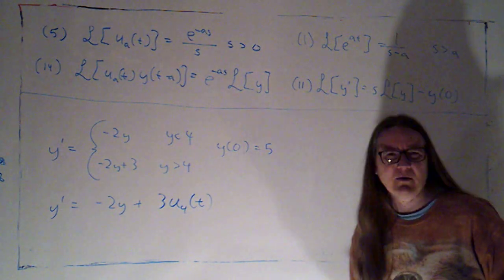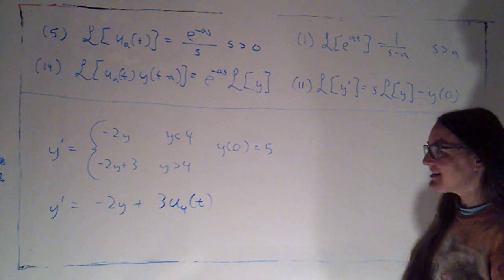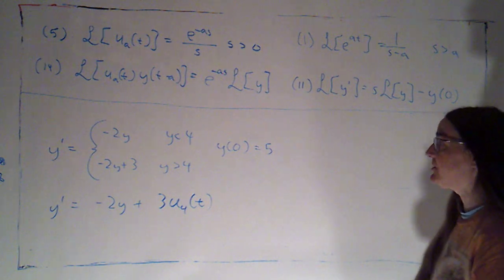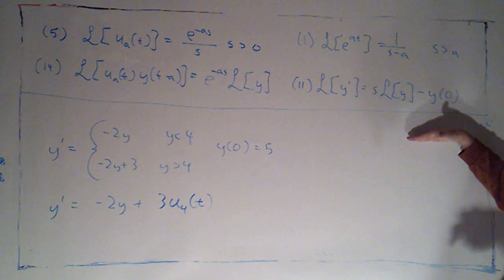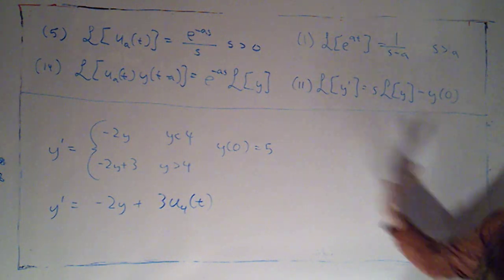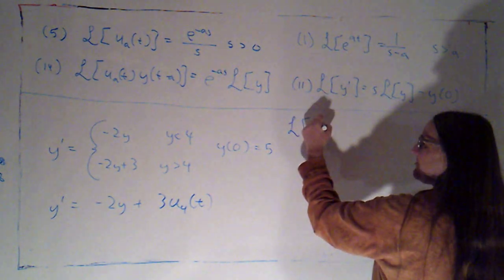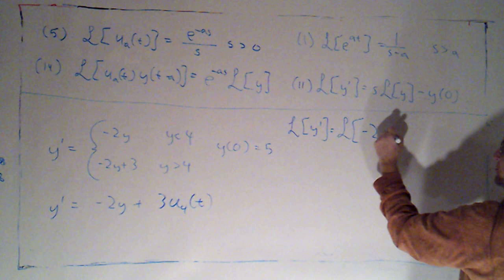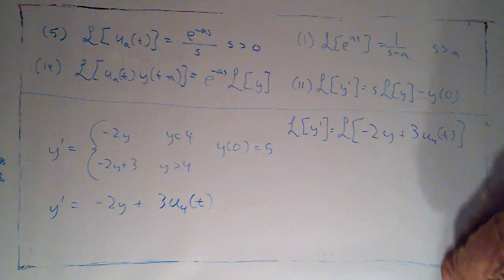It's exactly equivalent to what it says on your piece of paper. Okay, excellent. So let us take the Laplace transform of both sides. I think what I'm going to do is start over here, fill this up, and then I can move over there. So the Laplace transform of y prime is going to equal the Laplace transform of negative 2y plus 3 mu sub 4 of t.